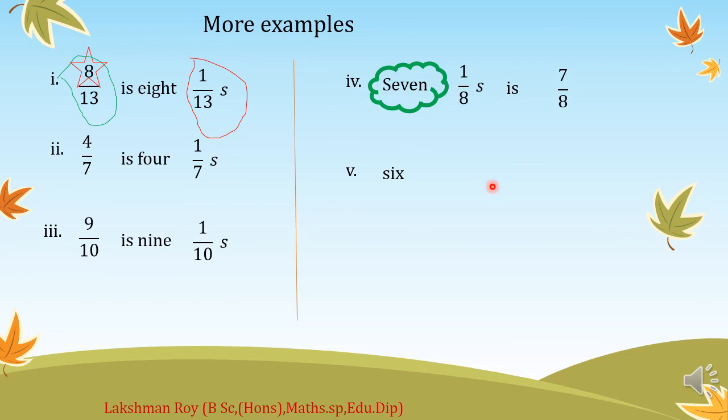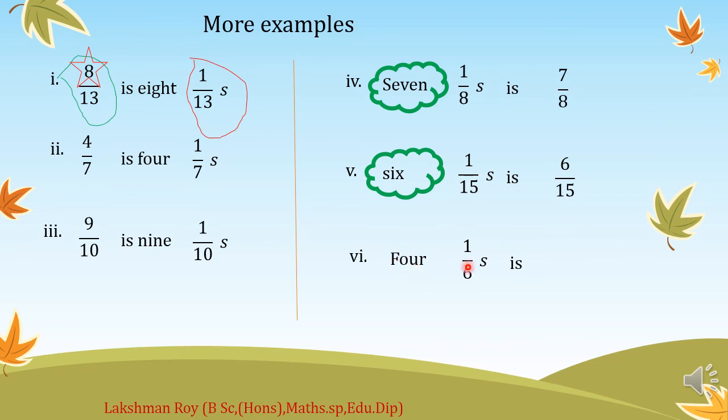Understand? See another one. I'll take 6 1/15th, right? If you take 6 1/15th, that means 6/15th, right? I'll take another example here. I'll take 4 of 1/6, right? If you take 4 1/6, that means 4/6.